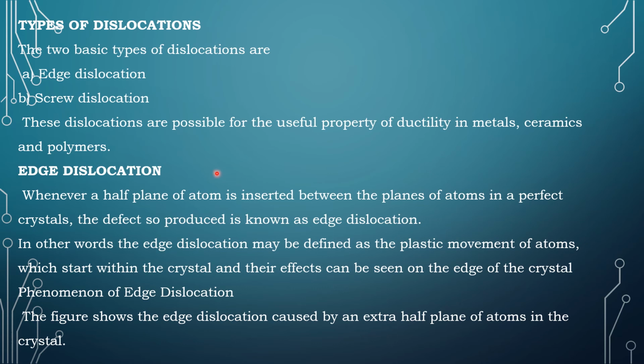Now we'll move on to edge dislocation. Whenever a half plane of atoms is inserted between the planes of atoms in a perfect crystal, the defect so produced is known as edge dislocation. In other words, it is defined as the plastic movement of atoms which start within the crystal and their effects can be seen on the edge of the crystal, the phenomenon of edge dislocation. The figure shows the edge dislocation caused by an extra half plane of atoms in the crystal.